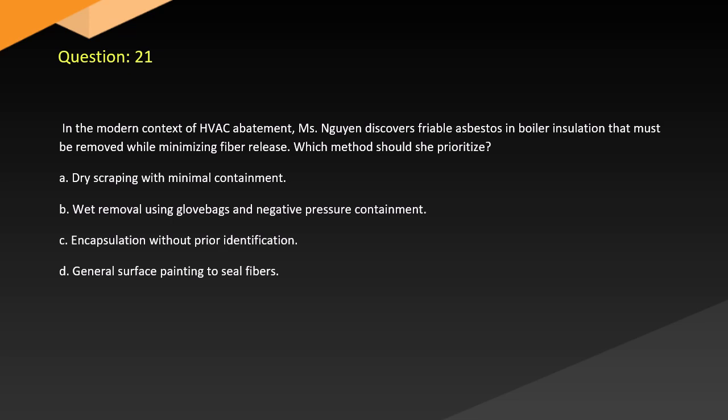Question 21. In the modern context of HVAC abatement, a new technician discovers friable asbestos in boiler insulation that must be removed while minimizing fiber release. Which method should she prioritize? A. Dry scraping with minimal containment. B. Wet removal using glove bags and negative pressure containment. C. Encapsulation without prior identification. D. General surface painting to seal fibers.